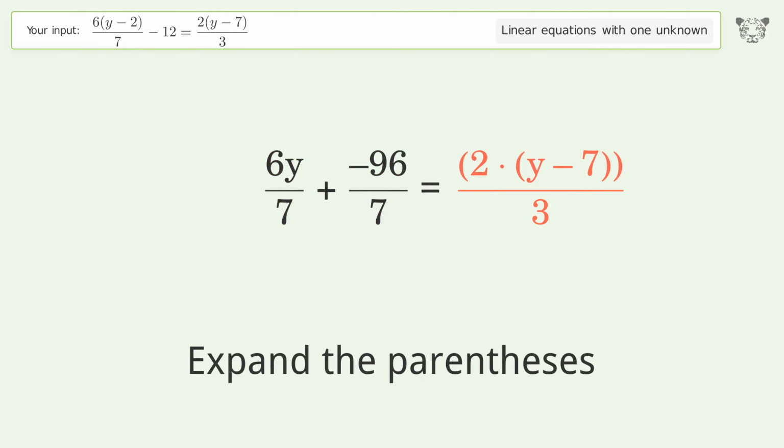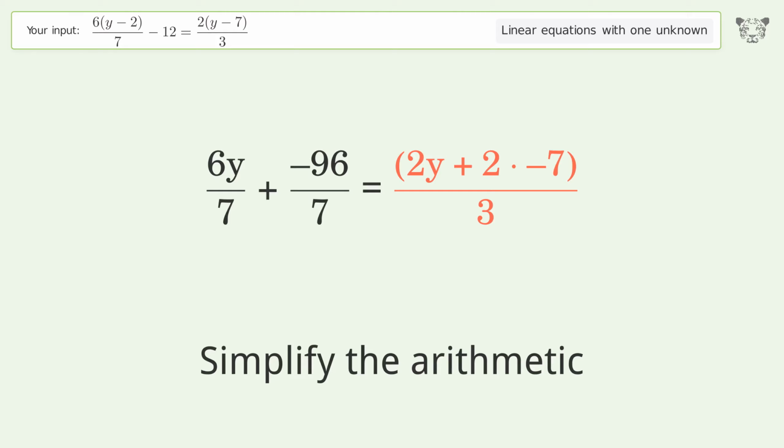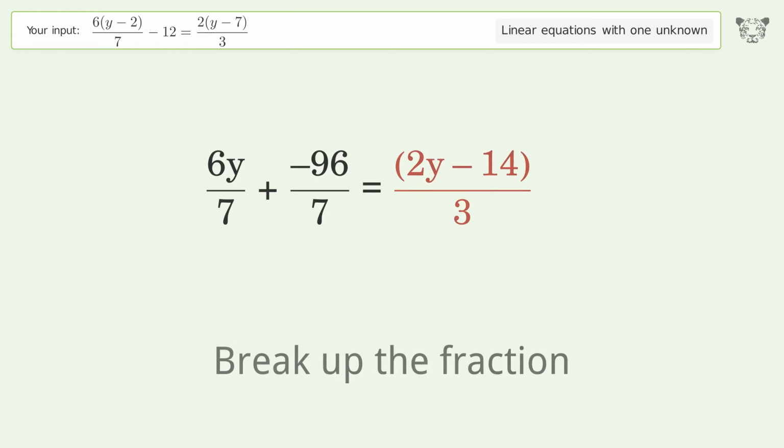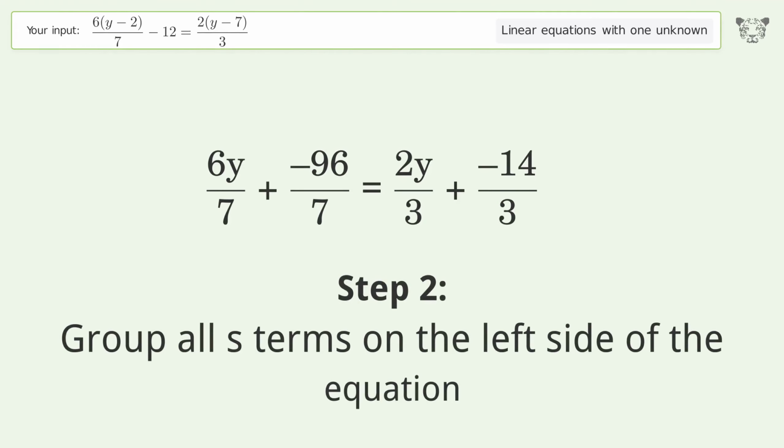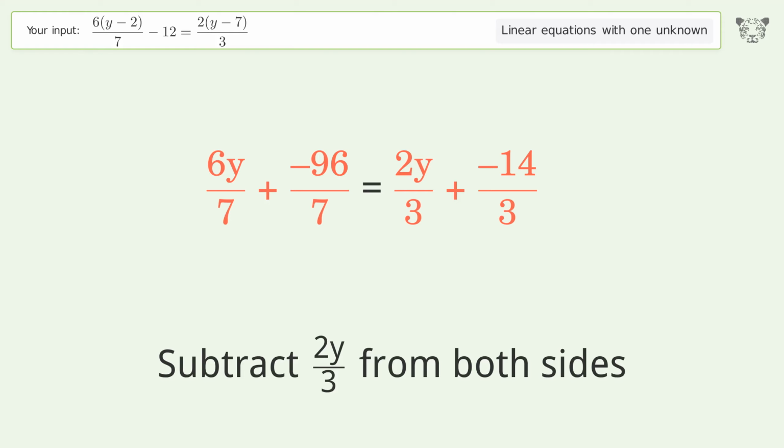Expand the parentheses. Simplify the arithmetic. Break up the fraction. Group all s terms on the left side of the equation. Subtract 2y/3 from both sides.